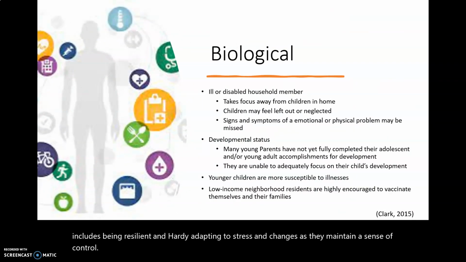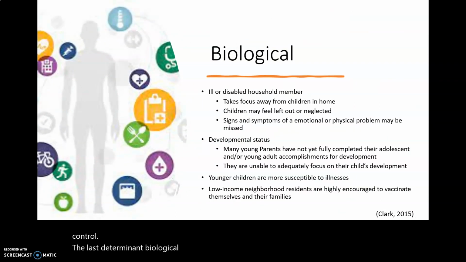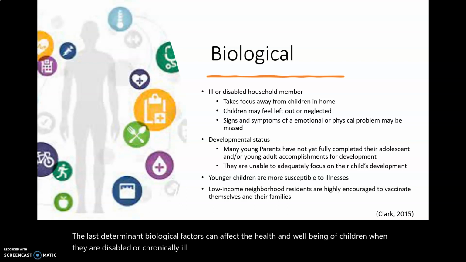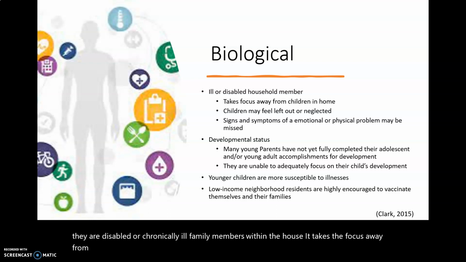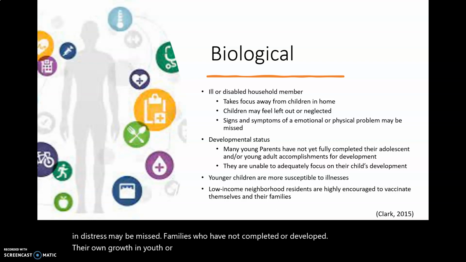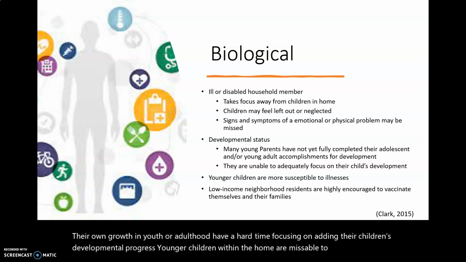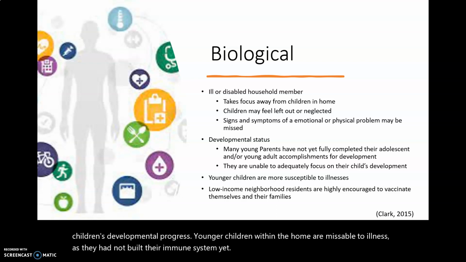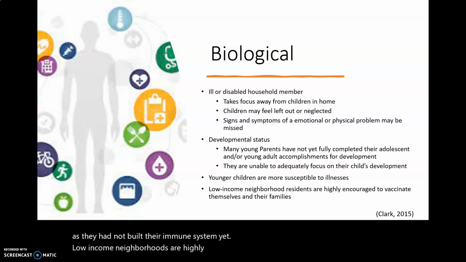The last determinant, biological factors, can affect the health and well-being of children. When there are disabled or chronically ill family members within the house, it takes the focus away from the children, often making them feel left out. Subtle or obvious signs that a child is ill or in distress may be missed. Families who have not completed or developed their own growth in youth or adulthood have a hard time focusing and aiding their children's developmental progress. Younger children within the home are most susceptible to illness as they have not built their immune system yet. Low-income neighborhoods are highly encouraged to vaccinate themselves and their families.